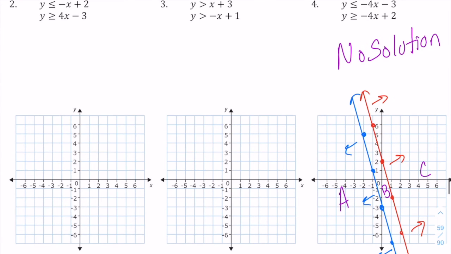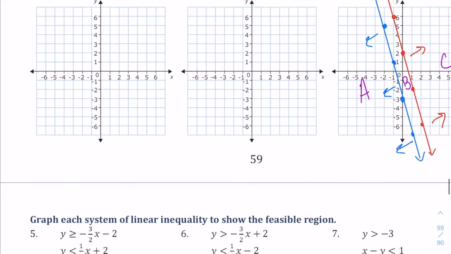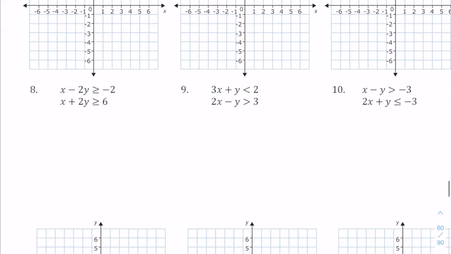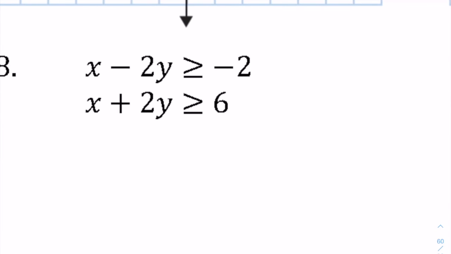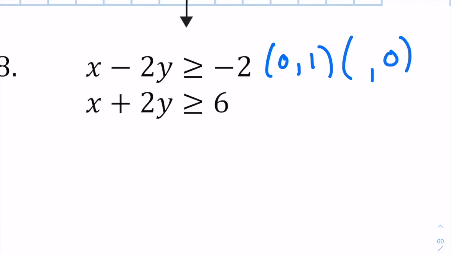Okay, both of those examples were in slope-intercept form, but let's look at an example where the inequalities are in standard form. For this set here, number 8, the inequalities are written in standard form. You could convert them to slope-intercept form and graph there, but I'm going to show how to graph them from standard form. Like we would have done in the past, I'm going to find the intercepts. If x is 0 here, y would be 1. And if y is 0, x would be -2.